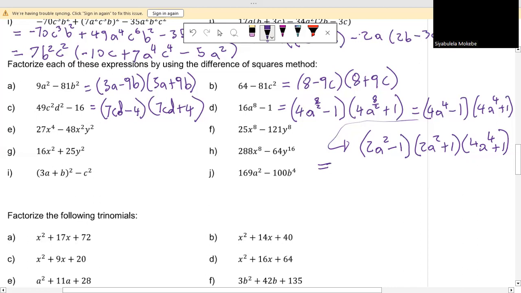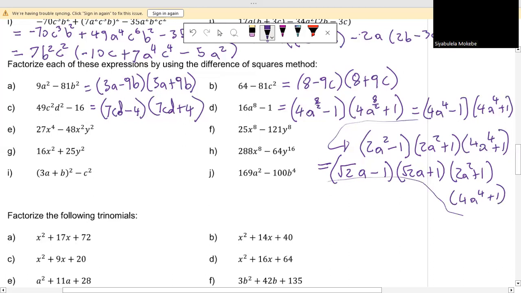And then if we continue, the square root of 2 is square root 2. The square root of a squared is a. The square root of 1 is 1. Then square root 2a plus 1. And then 2a squared plus 1. Then 4a to the 4 plus 1. It's our solution.